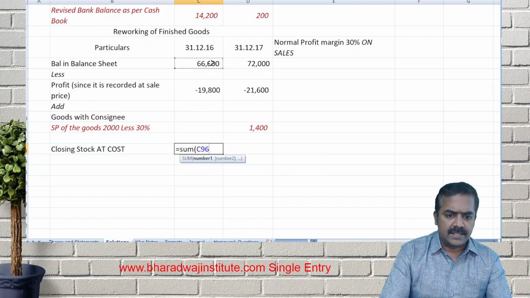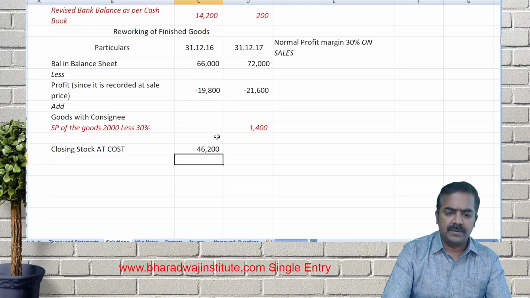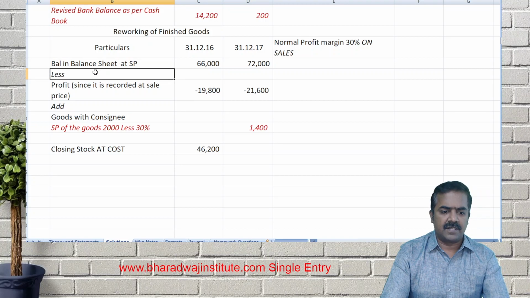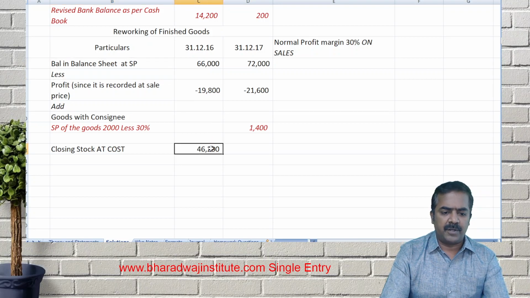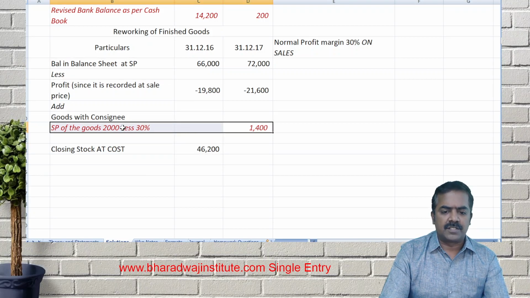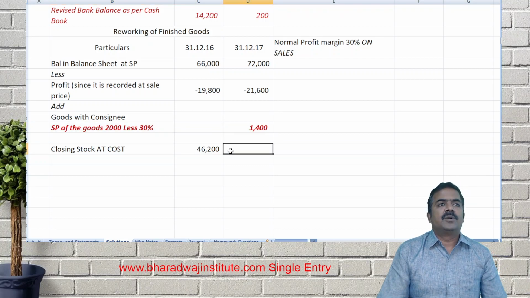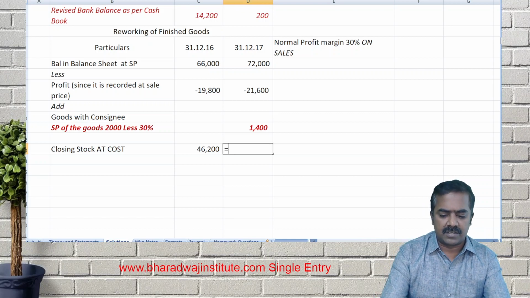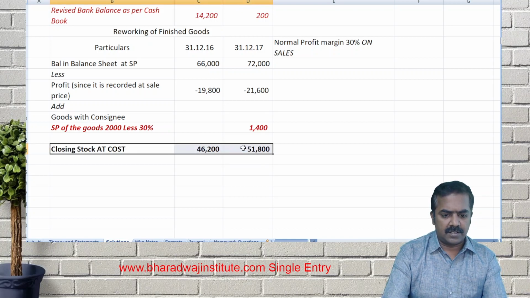Once again, 66,000 minus 30%. Why do we do this? This is given at selling price. Eliminate the profit and you get the cost. Why are you adding this 1,400? Goods held by the agent. Who is the owner? We are the owner, so that should be included in stock. So closing stock at cost, please take this.